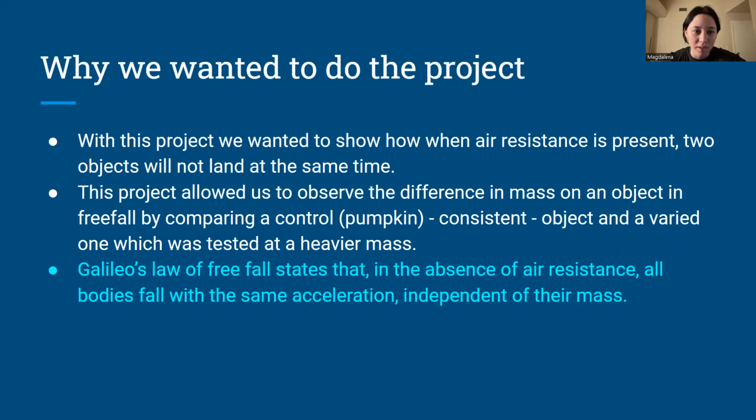Why we wanted to do the project: I am going to start by stating Galileo's law of free fall, which states that in the absence of air resistance, all bodies fall with the same acceleration independent of their mass. With this project, we wanted to show how when air resistance is present, two objects will not land at the same time. This project allowed us to observe the difference in mass on an object in free fall by comparing a control, which was a pumpkin, to a varied object, which was tested at a heavier mass.